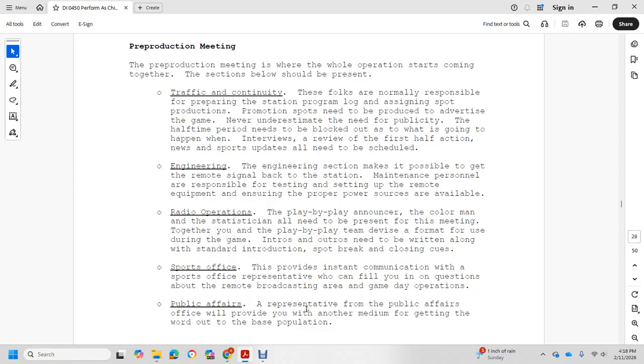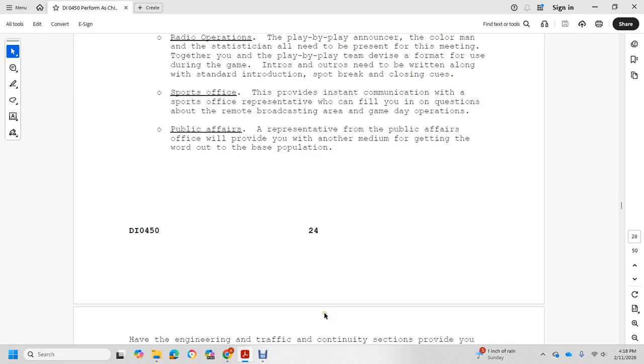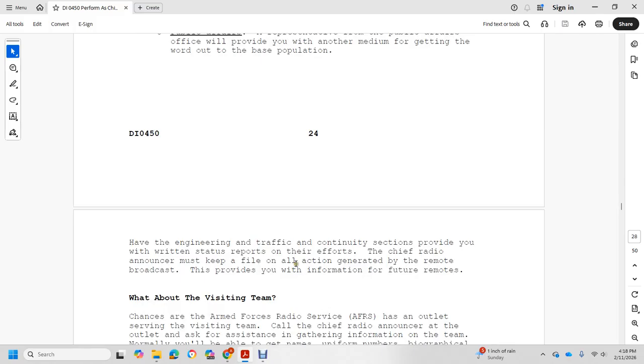A public affairs representative from the public affairs office will provide you with another medium for getting the word out to the base population. The engineering and traffic sections should provide written staff reports afterward. The chief radio announcer must keep on top of any action generated by the remote broadcast that provides information for feature remotes.